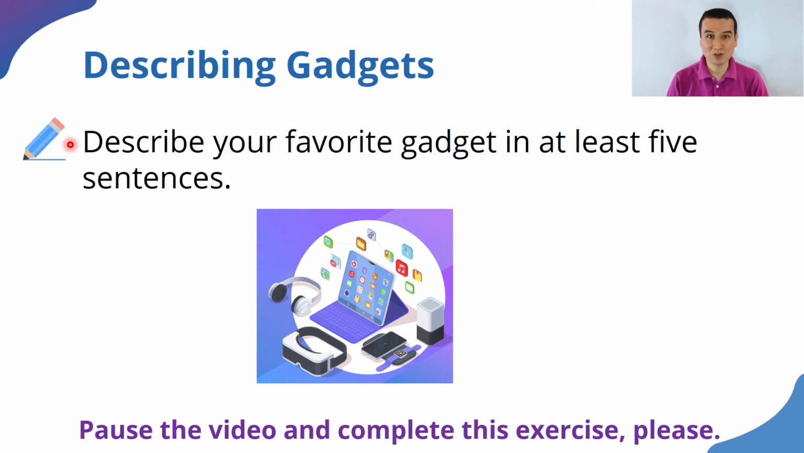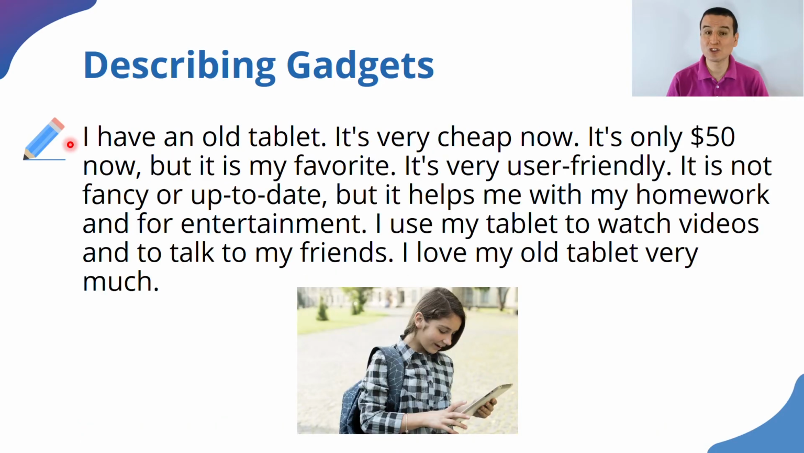All right, I hope that you did pause my video and that you have your answer. And here I have some sample description that a student wrote. Okay, it says, I have an old tablet. All right, it's old. That's a characteristic. That's one sentence. Next, it's very cheap now. It is cheap, not expensive, because it is old, I imagine. It's only 50 pesos or $50 now. It is cheap, not expensive, but it is my favorite. All right, that's what, 3 sentences.